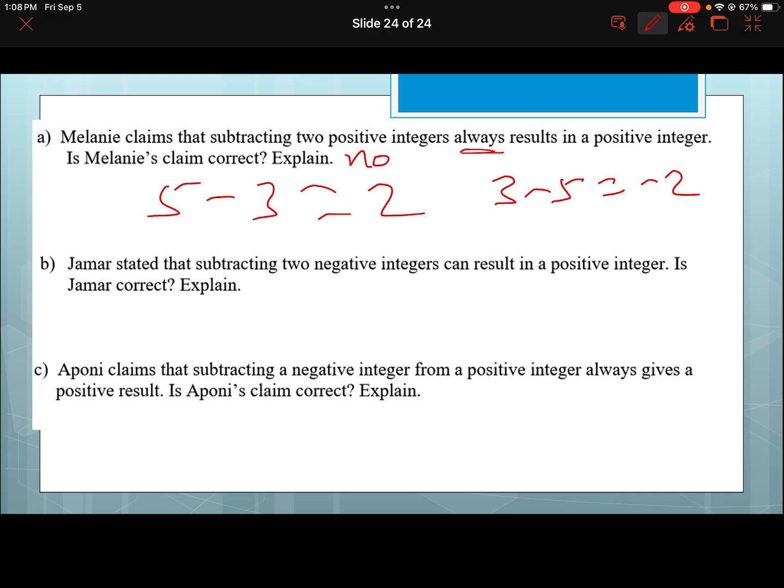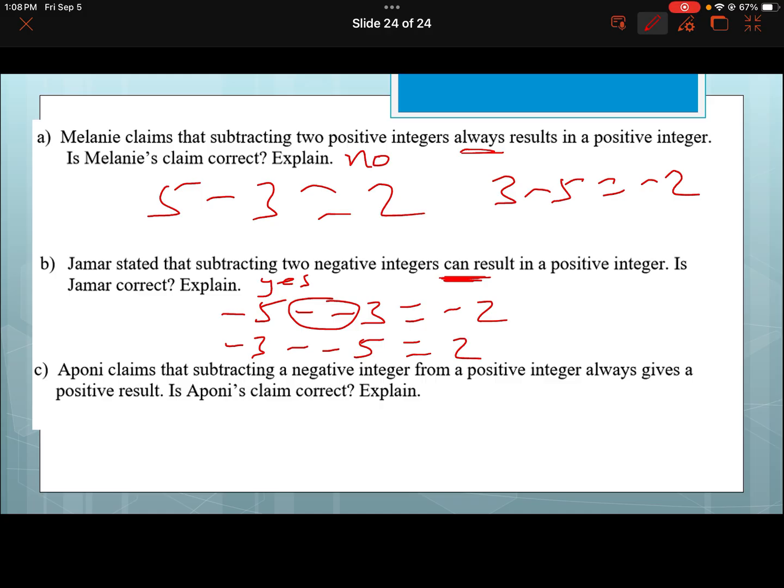Jamar stated that subtracting two negative integers, so pick two negative integers, -5 and -3, and subtracting them can result in a positive integer. Well, -5 minus -3 is going to get me -2, but if I switch those numbers around, then I do get 2. So Jamar says it can result, yes, and that's all I'm after. If you can show me by an example that what it's saying is true or not true, then cool. But be careful that you show both cases just in case.